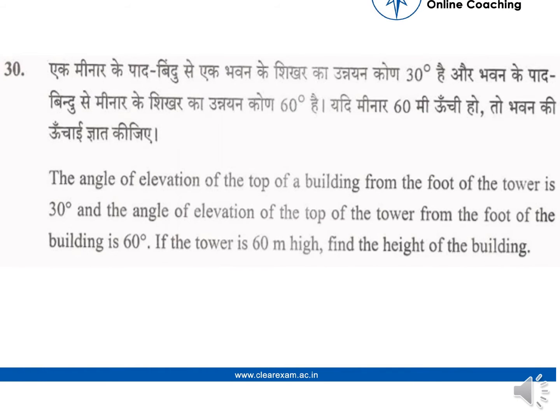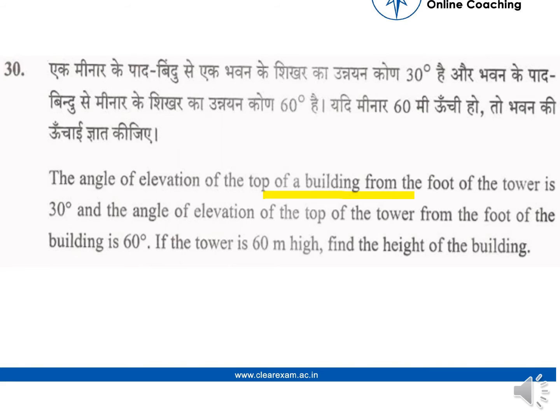The angle of elevation of the top of the building from the foot of a tower is 30 degrees, and the angle of elevation of the top of the tower from the foot of the building is 60 degrees. If the tower is 60 meters high, find the height of the building.